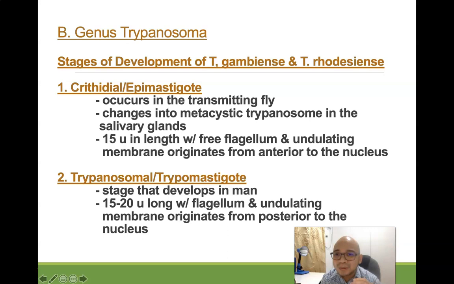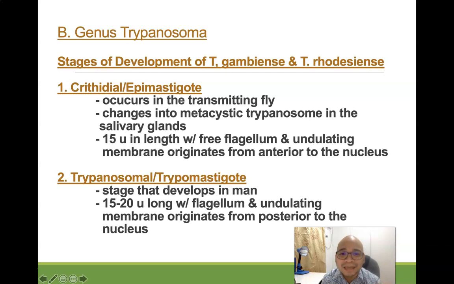So the epimastigote stage occurs in the transmitting fly. We usually call it the tsetse fly. I will be introducing the tsetse fly to you later on. It changes into the metacyclic trypanosome in the salivary gland. So take note, the metacyclic trypanosome is the infective stage of Trypanosoma, for both Trypanosoma gambiense and Trypanosoma rhodesiense. Okay, so 15 microns in length with free flagellum and undulating membrane.